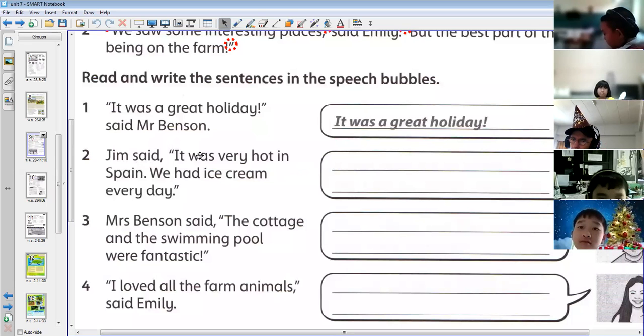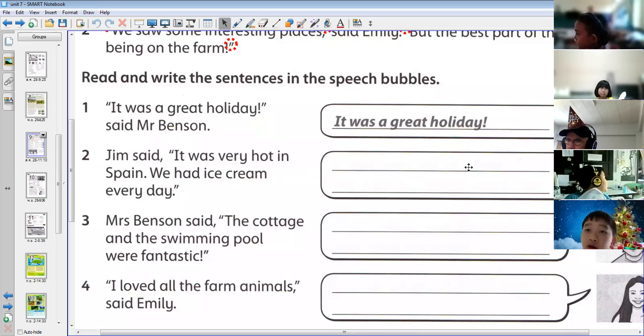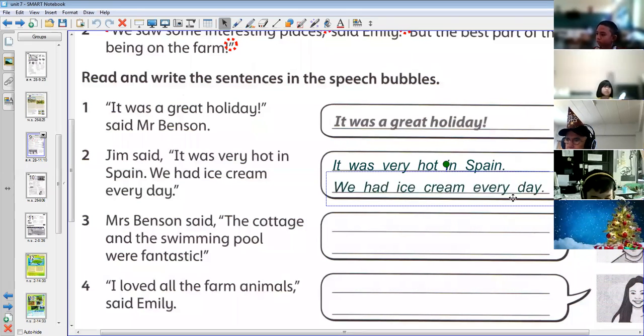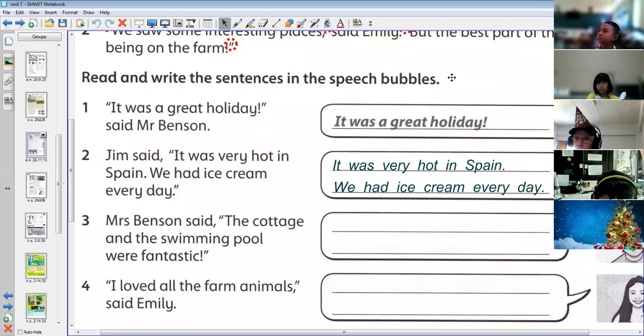Number 2. What goes into the speech bubble of number 2? It was very hot in Spain. We had ice cream every day. Okay, good. So there I have it. It was very hot in Spain. We had ice cream every day. Okay, so you don't have any speech marks here because it's in a speech bubble with the picture. Right.